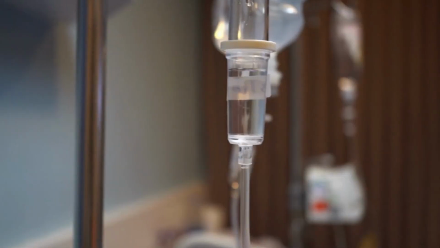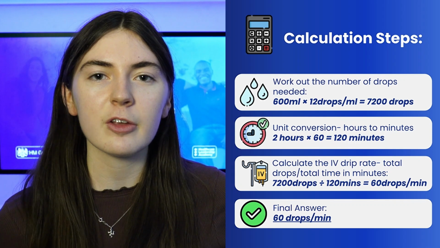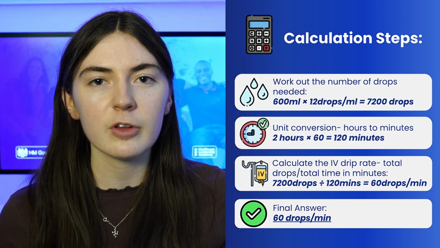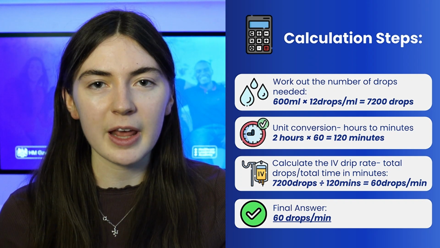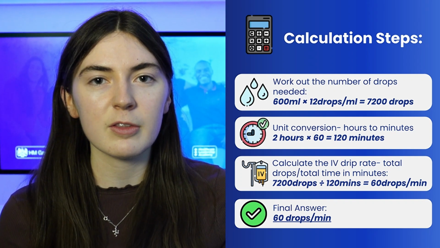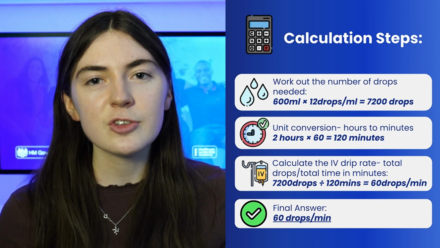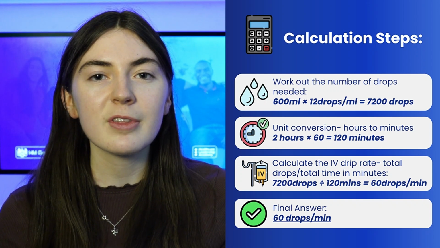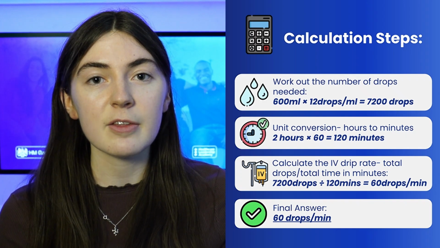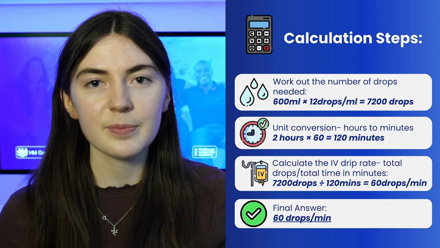So first, we want to work out the number of drops in 600 millilitres. So we're going to do 600 times 12, and then we work that out to be 7,200. Then, because it asks the drop rate in minutes, we want to convert the hours into minutes. We do 2 times 60 minutes in an hour to get 120 minutes. Then we're going to do 7,200 drops divided by 120 minutes to get 60 drops per minute.